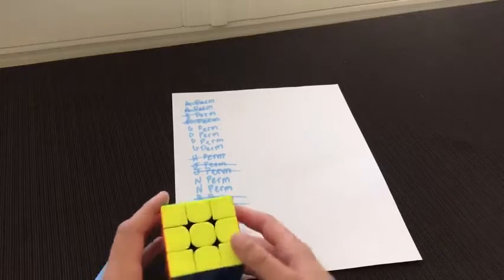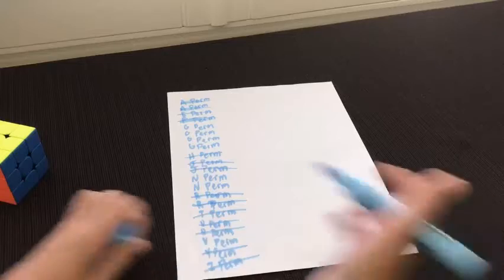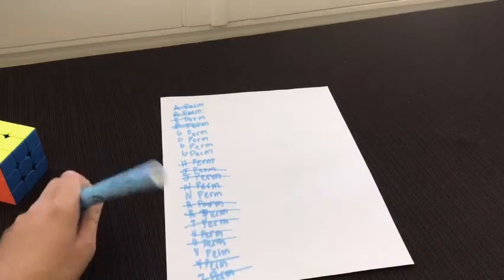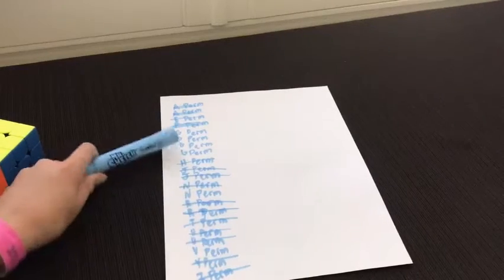I really can't do it because I'm at a bad angle right now. So I learned the other N perm. So I'm just going to cross out the first one. And then we have the other N perm, V perm, and G perms.